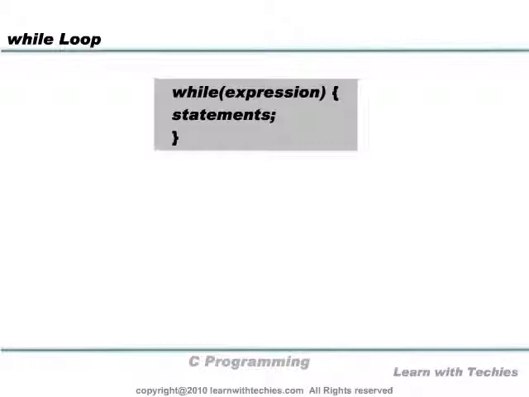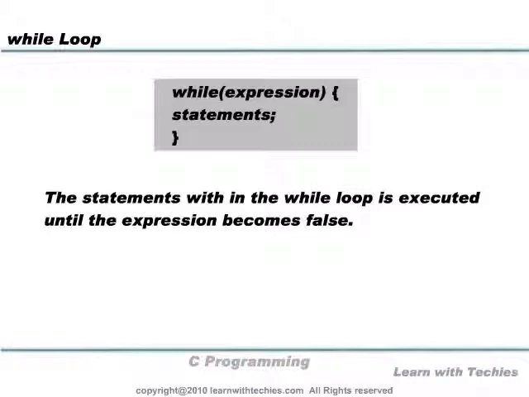The next type of loop is the while loop. This is a very simple loop. The statements within the while loop body will be executed as long as the expression evaluates to true. When the execution of the while loop starts, first, the expression used in it will be evaluated. If it's true, then the statements within the loop body will be executed. After its execution, the expression is again evaluated and statements are again executed if the expression is true. This cycle keeps repeating until the expression becomes false.